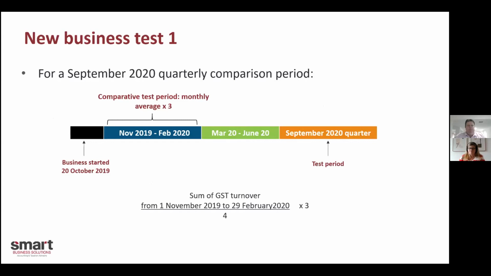So this just shows it in a bit more of a timeline sense. For example, if you start a business on the 20th of October 19, then you ignore for this test the turnover for the rest of October. You start with the whole month, so November through to February. You take the whole turnover for that period, you divide it by 4 for November, December, January and February to get your monthly average, and then you multiply that by 3 to get a quarterly amount that you then compare to the September 2020 test period. And if you can show the relevant drop, so for most people will be 30%, then you will be able to access the JobKeeper 2.0.